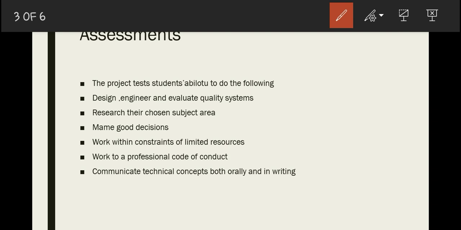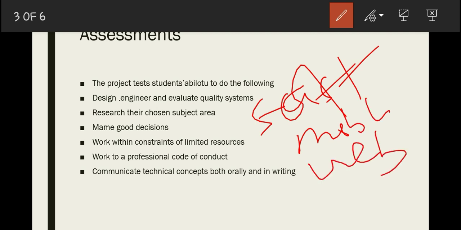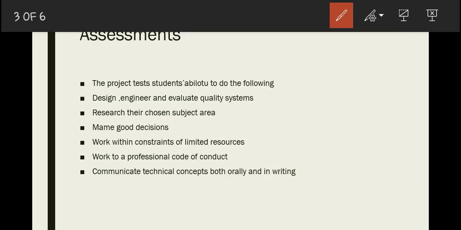So among the assessments, you will be assessed on how you research your chosen subject. But another thing will be assessed on how you can make good decisions, selecting what type of software to use, what type of technology, whether I should develop a mobile app, or a web-based project, or an SMS-based project. All these will be measured to see how you can make decisions when it comes to a real project in real life.